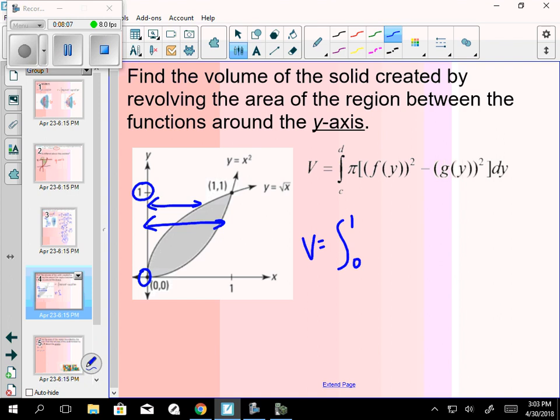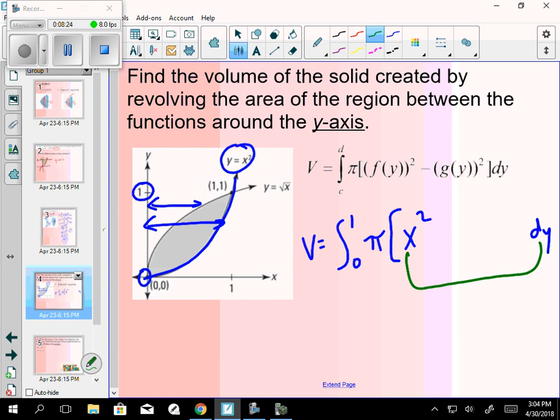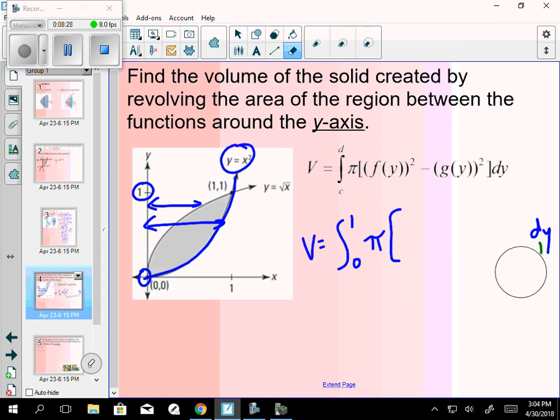Everything's got to be in terms of y here, because we got dy. We got our pi again, and now we want to put in our two functions squared. So the one further away is this line. That's this. But we don't want to put x squared in here. These got to match up. And so we need to change that into something with y. So if we find the inverse, we can do that.